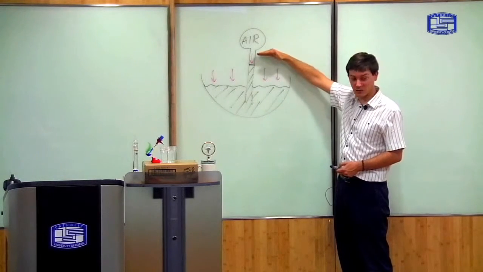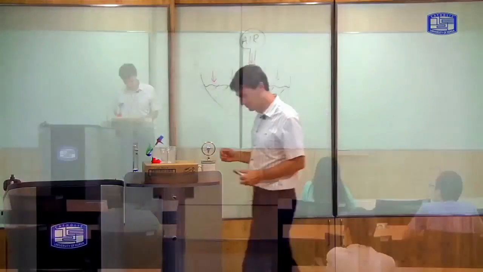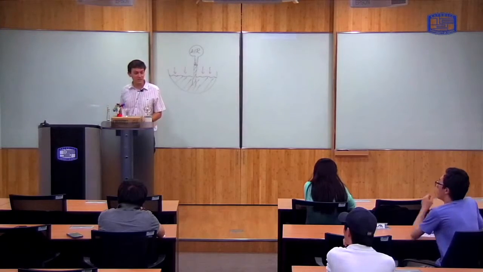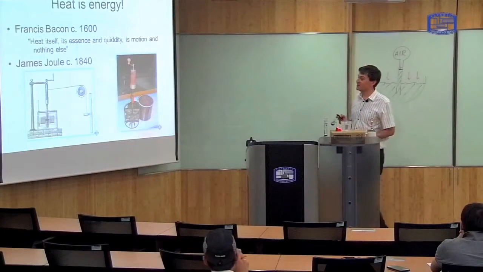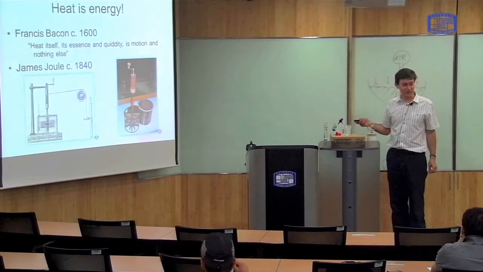Higher up means colder, lower down means hotter. Okay? This is called a thermoscope. Okay? So I also mentioned that James Joule eventually showed that heat is a form of energy, and he did this in a series of very nice experiments, which again I want to explain briefly.